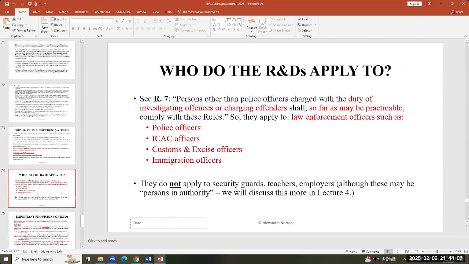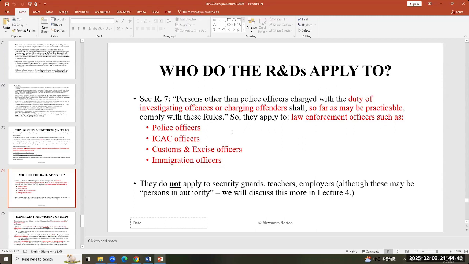The rules and directions apply not just to police officers, but to any people who are charged with investigating offenses or charging offenders, any law enforcement officers. So customs and excise, immigration officers, ICAC officers, agriculture, fisheries, conservation department officers. If there's suspected animal abuse or animal cruelty, they can make an arrest, they can bring a charge. They also have to comply with the rules and directions.